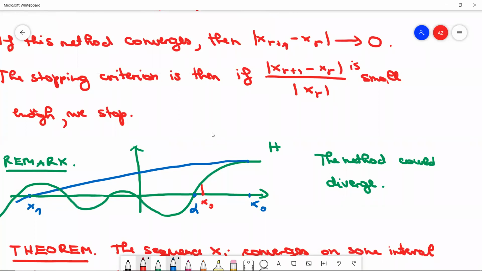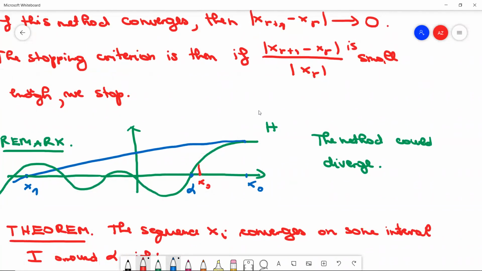Just a moment, what did I do wrong here. So the derivative is smaller than 1.